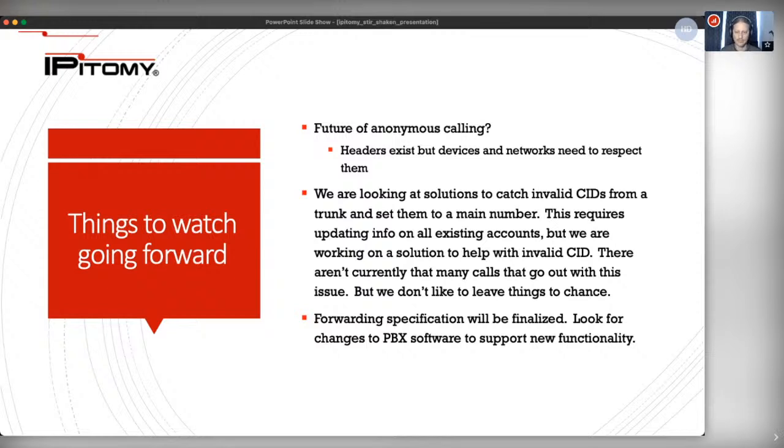So yeah, again, the forwarding specification is going to be finalized, and we're going to be looking to put changes to that in PBX software. Likely, it'll be just a change that we have to handle, sending some sort of signal to our network in the event that somebody would use PSTN CID and it's an inbound call going out. So we're just going to have to figure out what the best functionality is for all that, and the best way to do that going forward.